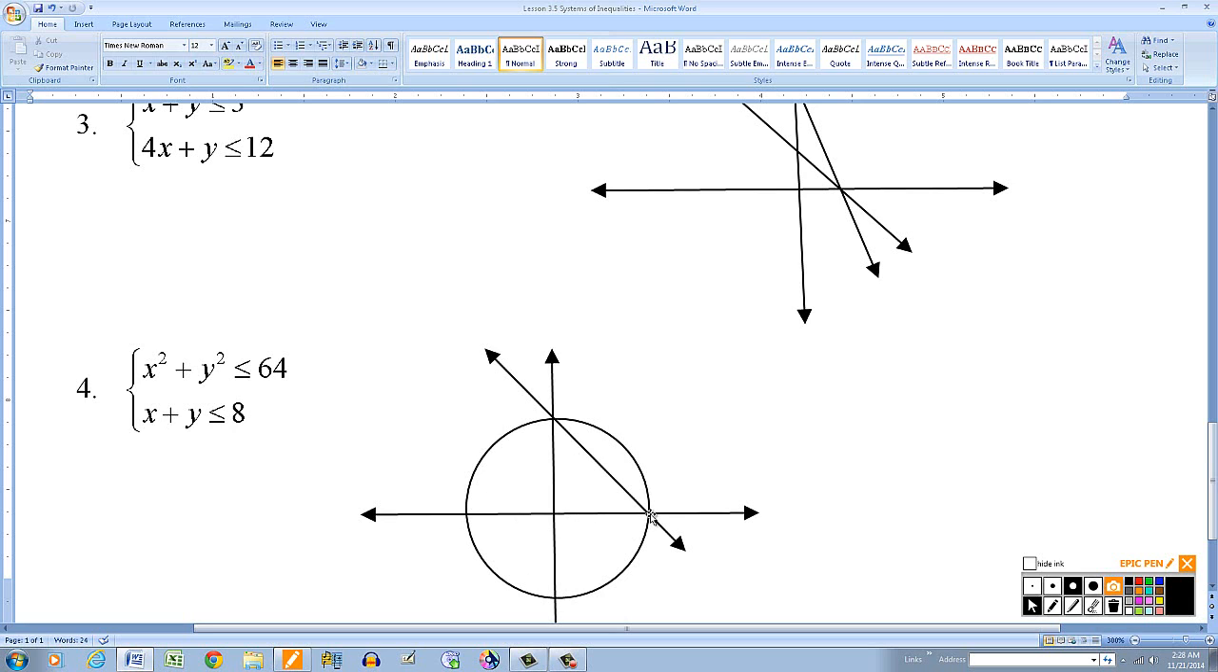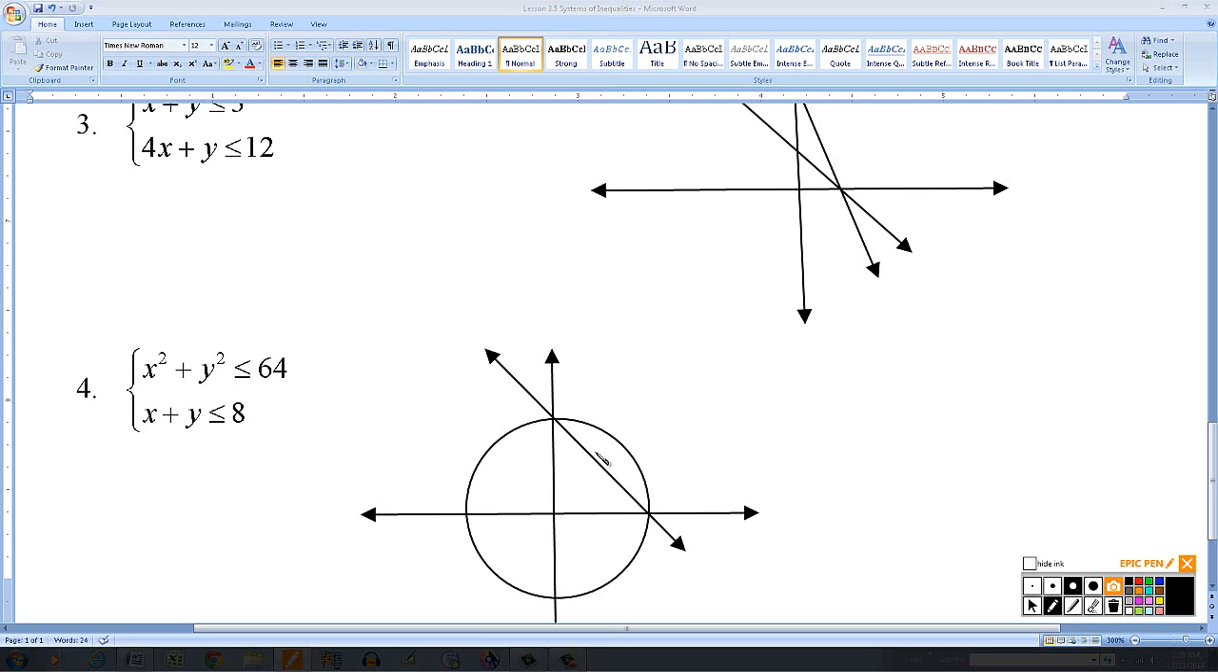Now again, the test point that I'm going to use is 0, 0. Remember, you can use any test point. I can use 1, 0, I can use 1, 2. Any point, as long as it's not on the boundary. So 0, 0 falls inside the circle, it's not on the circle, it's not on the line. So now I'm just going to do this. For the first inequality, using the test point 0, 0, I would get 0 less than or equal to 64, replacing the x by 0, the y by 0. 0 less than or equal to 64 is true. So I'm shading everything inside the circle. Okay, so everything inside the circle would be shaded.